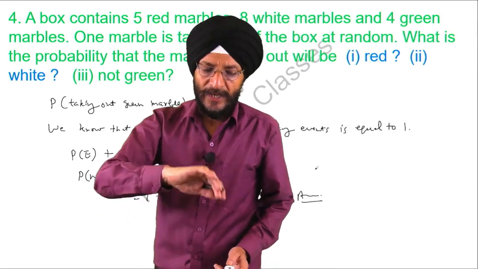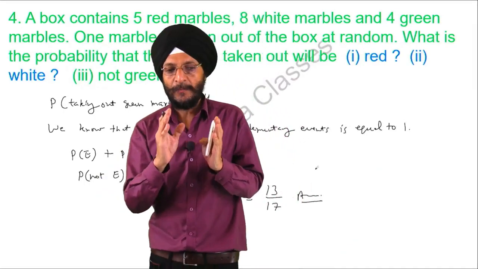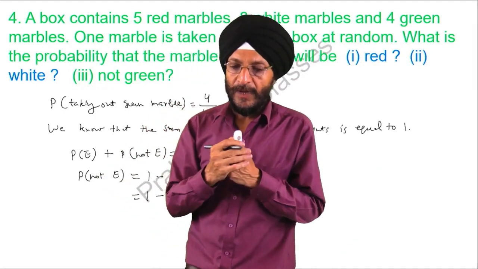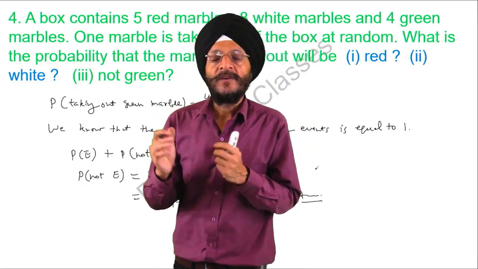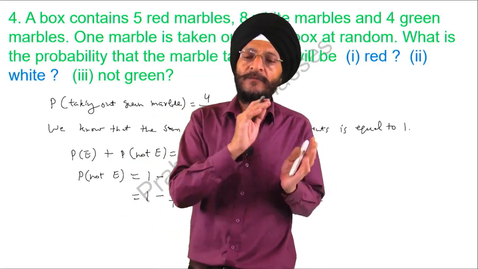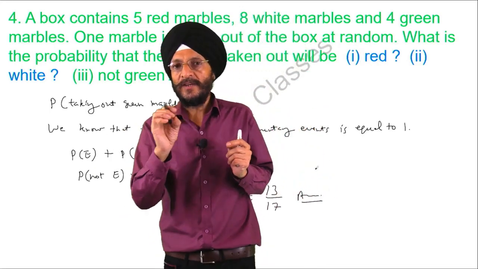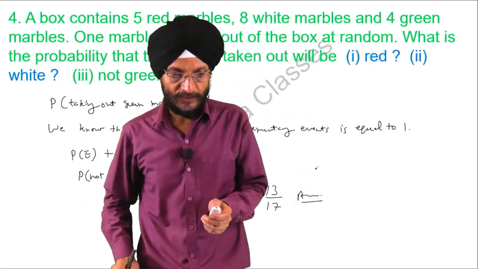You can use either of the methods. Either you can sum up the probability of red and white marbles to calculate the probability of not getting green, or you can calculate the probability of getting green and then subtract it from 1, and you will find the answer.